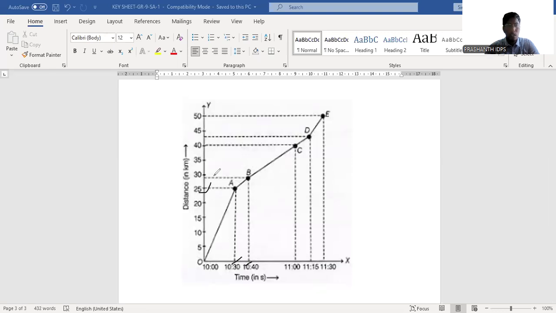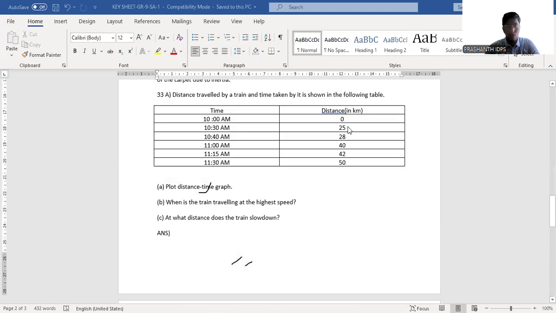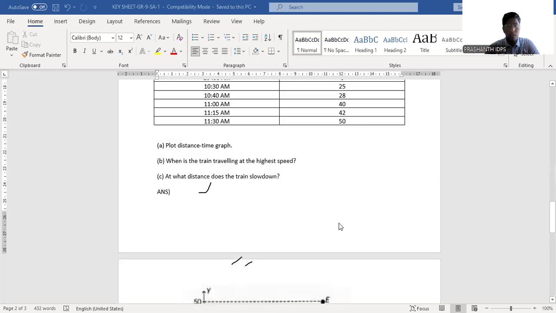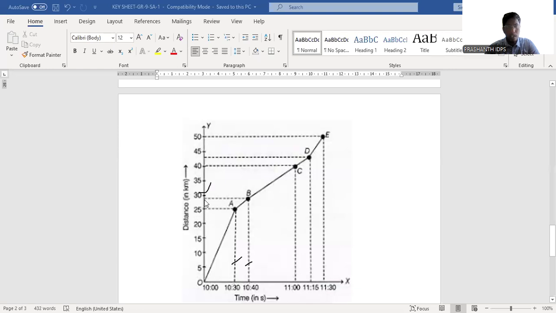Then again at 10:40, it has traveled 28 kilometers. So it is not exactly on 30, it is just below 30. You can see carefully here. Sorry, the first one is 25 and the second one is 28. So where is 28? Just below 30. So we have considered this point as 28 kilometers at 10:40.